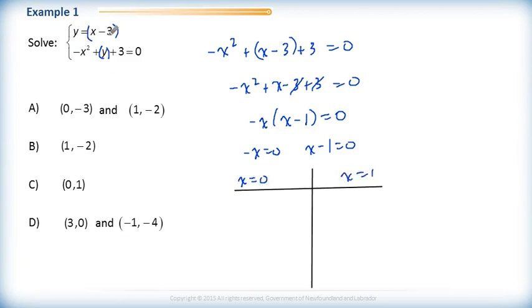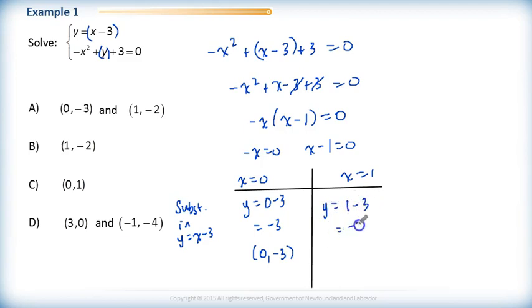I go back to my linear equation because it's easier. I substitute in y equals x minus 3, and I've got y equals 0 minus 3, which is negative 3. So I've got a point of intersection at 0, negative 3. And if I put the 1 in, I will have a point of intersection at 1, negative 2. So A is my correct answer.